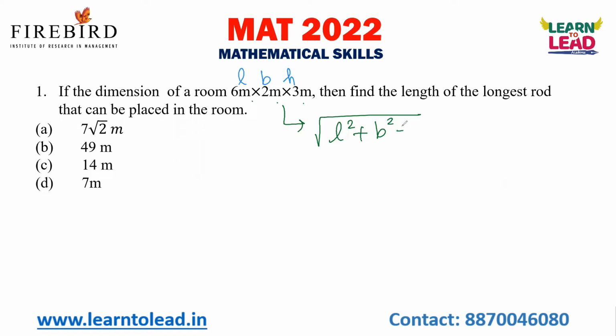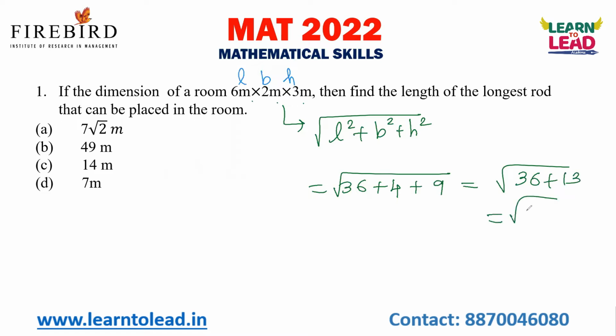L square plus B square plus H square. So what is 6 square? 36, and 2 square is 4, and H square, that is 3 square, is nothing but 9. So you'll get 36 plus 13, so 49. Square root of 49 is nothing but 7 meter. So 7 meter is your answer.